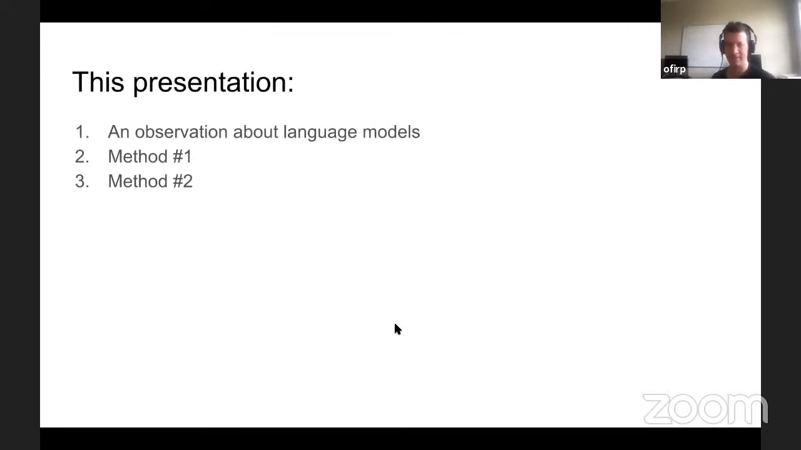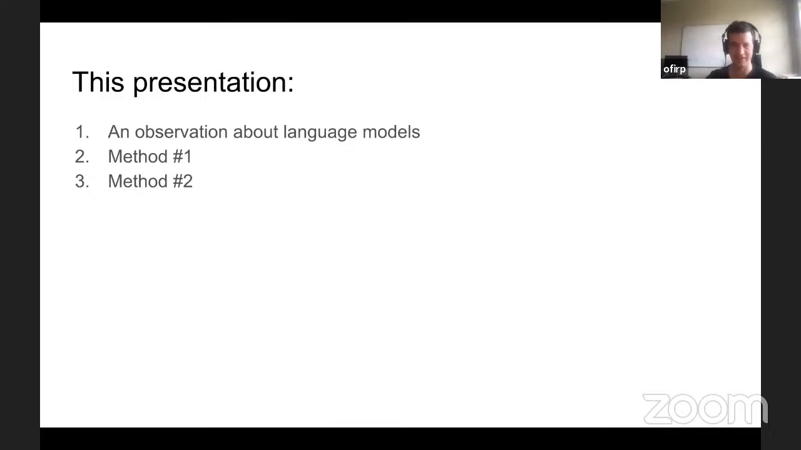So this presentation is going to have three parts. We're going to talk about the Shortformer paper, and we're first going to talk about an observation that we discovered about language models, which is probably true for every single transformer language model and kind of surprising. And then I'm going to present two methods on how to make language models faster, more efficient, and better.